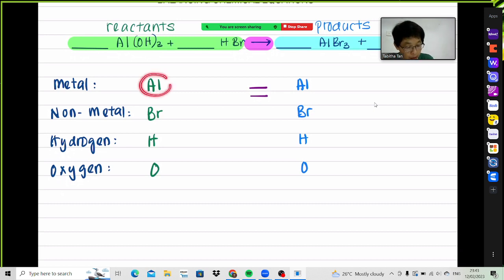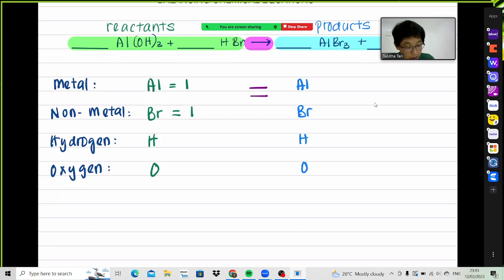Let's take a look at aluminium. How many pieces of aluminium do we have here? If you notice that nothing is stated here, it is understood that this is one piece. So that means yes, there is one piece of aluminium here. Let's take a look at bromine. How many pieces do we have there? Then again, this is one piece. So let's put in that one.